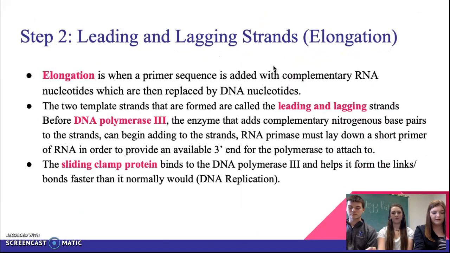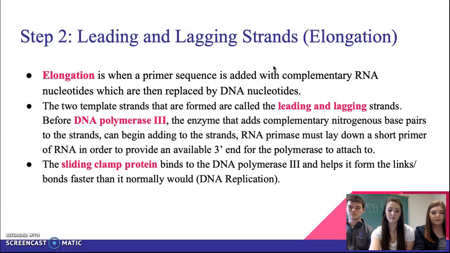Step 2 of DNA replication involves new nucleotides forming complementary base pairs with the template DNA strands. The new nucleotides being added are then linked together by a phosphodiester bond. This process utilizes elongation to begin forming new DNA.